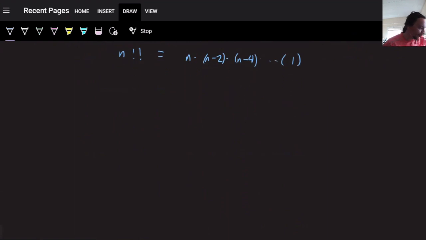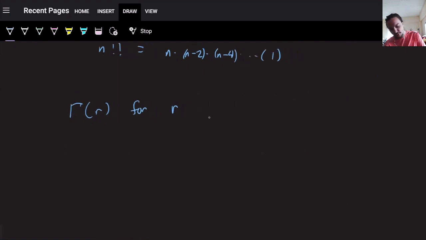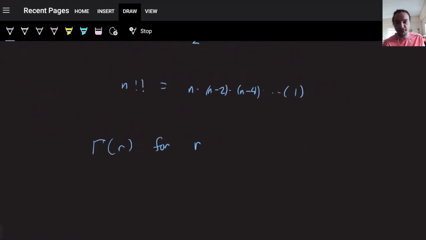So we have figured out what factorial is for the half integers. Now you might ask, okay, well, let's figure out factorials for some other fractions. And it turns out that you're going to be disappointed. What happens is that gamma of r, for r a rational number, is usually impossible to compute.